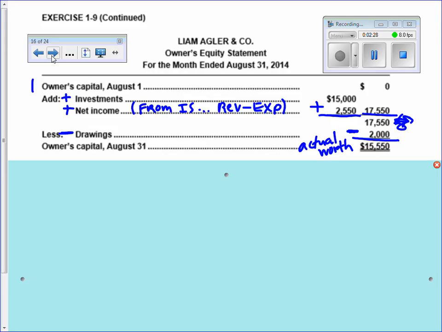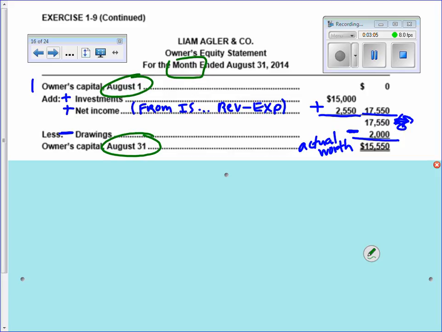Why do we see August 1st to August 31st? Because this is for the month ended. What if it would have said for year ended? Owner's capital would have been January 1. At the bottom, owner's capital would have been December 31st. Typically, what we do in this accounting book will be a month fiscal period. A month fiscal period would be a disaster in the accounting world, but it just tries to shorten it up so you can see it a little bit better. Typically, a fiscal period will last a full year.